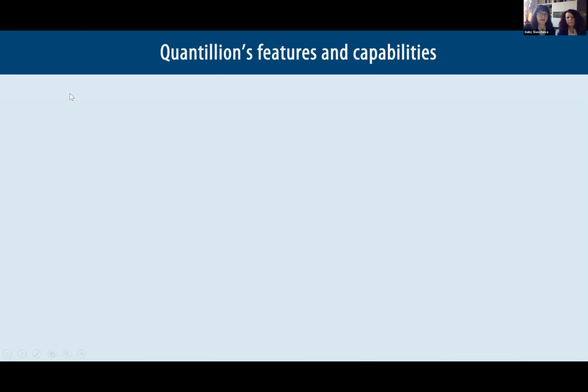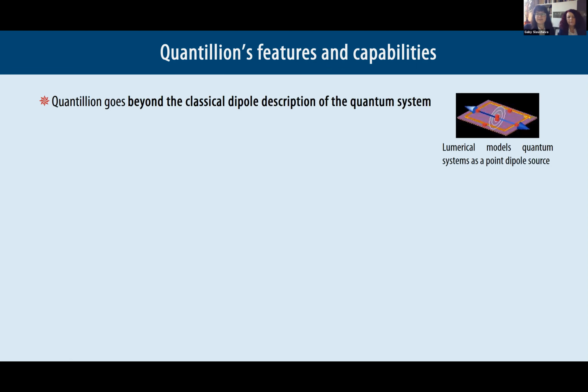Okay, so the outstanding predictive power of our software is due to a number of exclusive features. Unlike other photonics design software, Quantillion does not describe quantum systems as classical dipoles. Instead, it represents them properly as a set of discrete energy levels. And consequently, an excitation pulse fired at the system redistributes the charge carriers or spin populations among the levels. So Quantillion can actually handle a quantum system with any number of levels, and the quantum system can be an atom, a molecule, or an atom-like system, such as a quantum dot or a color defect in diamond.